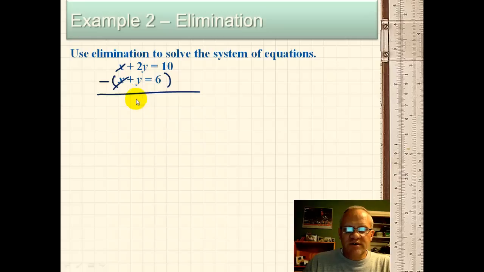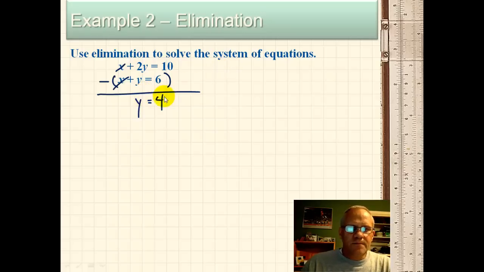2y minus y is 1y. A lot of times people forget this one here, that it's subtracting still, and then 10 minus 6 is 4. So that one worked out pretty well, but you have to remember to subtract both of these other ones here, okay? I'm going to come back and do this slightly different in a second and see if you like that better.